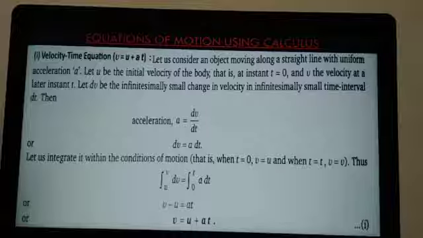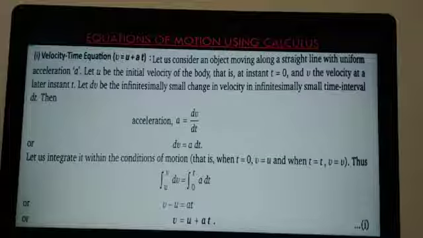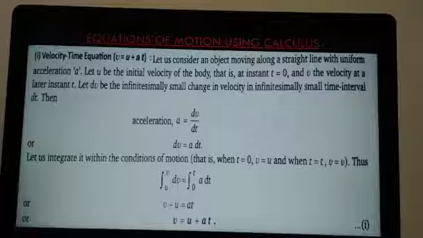Let u be the initial velocity when you start the observation, that is when t equals 0. When you start your observation, that is the time t equal to 0, at that moment the velocity is u. And at a later instant t, the velocity be v.